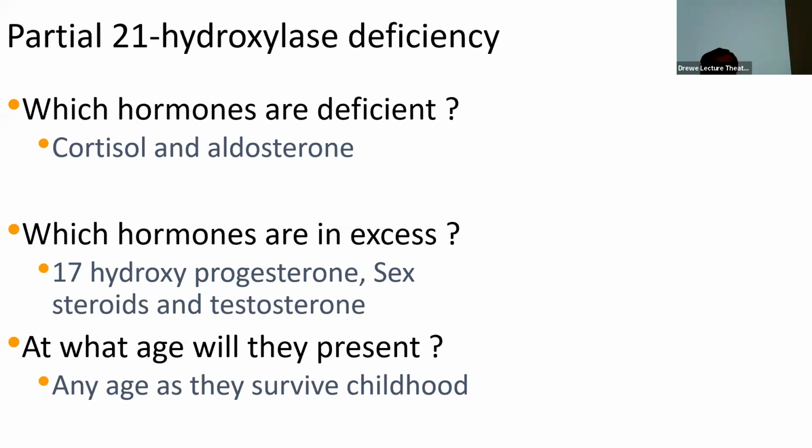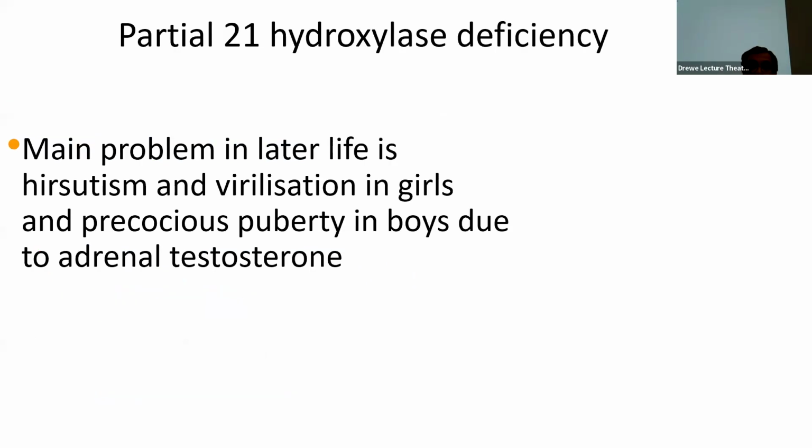Sometimes, because they've got too much testosterone, the boys go through a precocious puberty. Now, that can be a normal precocious puberty because the testosterone can drive the hypothalamus to switch on early. And so it's missed, even though it happens really early. So the main problem really is too much testosterone in these individuals, essentially. Precocious puberty in boys, and virilization in girls due to adrenal testosterone.